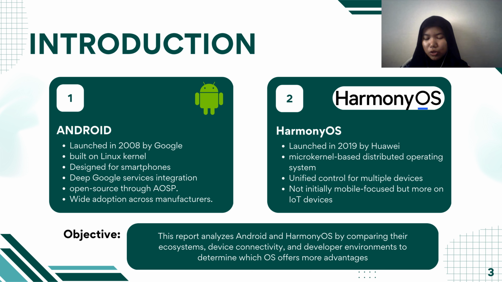Firstly, for the introduction, an operating system or OS is an essential intermediary between applications and computer hardware, and it is also classified into different types of operating systems based on their functionality and their characteristics. For the two main operating systems that we will be discussing today, which are Android and Harmony.